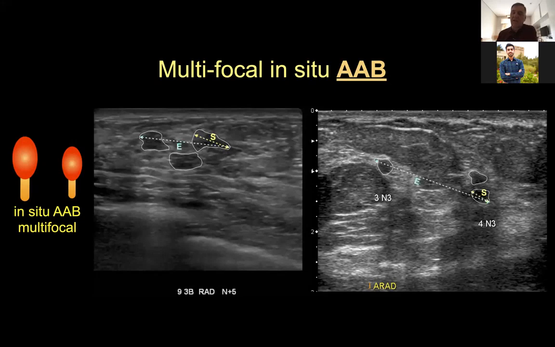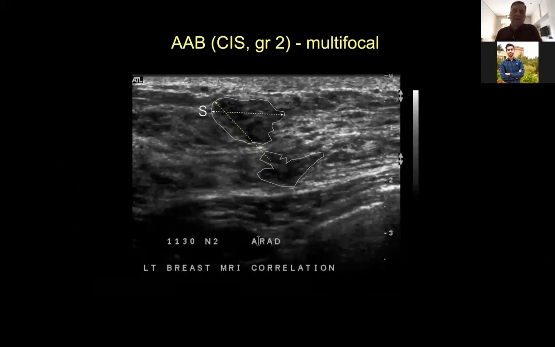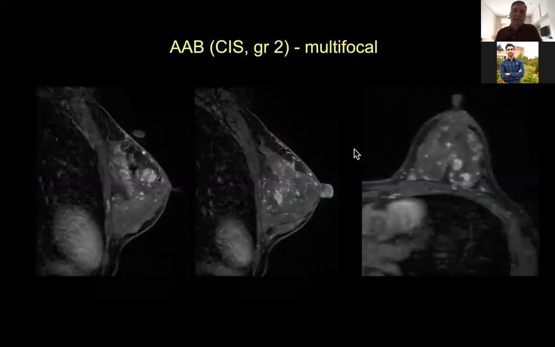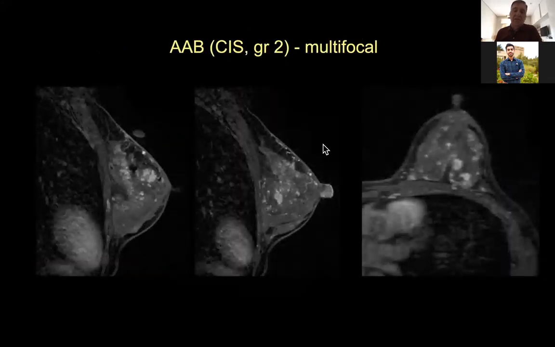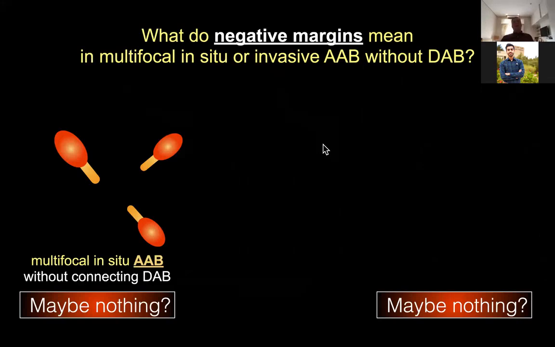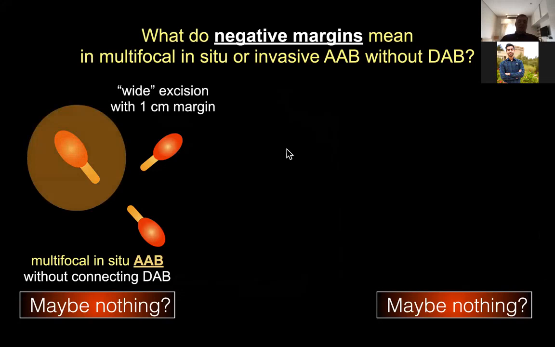Again, here, size and extent markedly different. Size and extent different again. These are pure DCIS. This is the MR of that case. I think the ultrasound shows it as well as the MR in this particular case. But here I'm demonstrating that there doesn't have to be a connecting DCIS bridge between multifocal ALB that's in situ carcinoma in situ. So if I did a wide excision here and got negative margins, I might be falsely reassured.